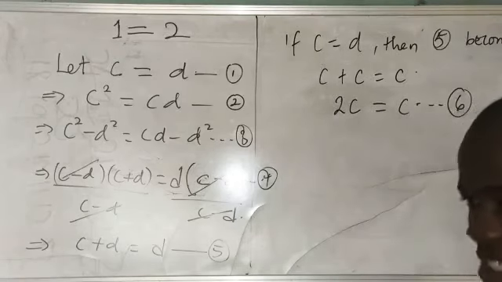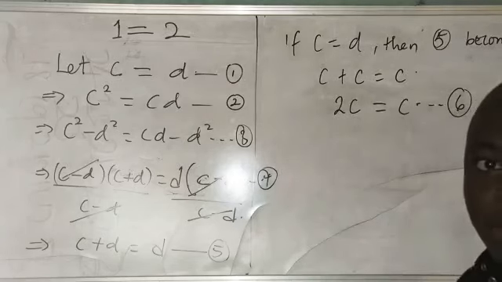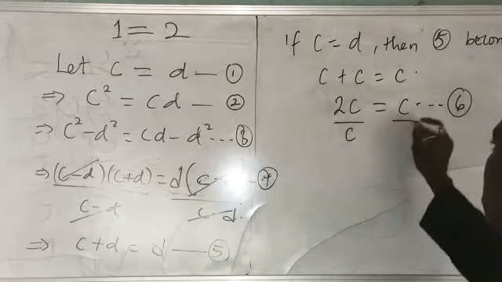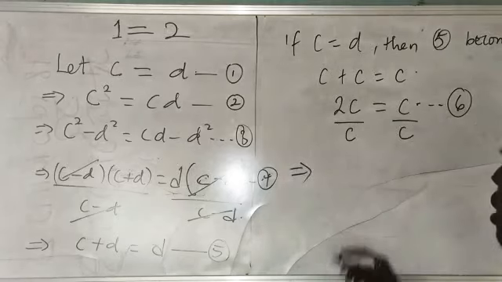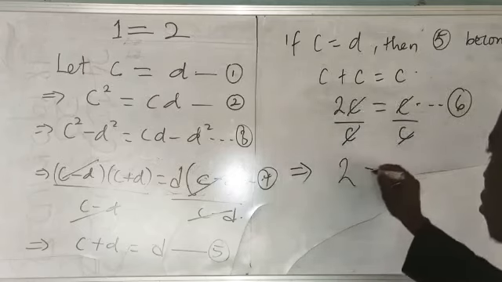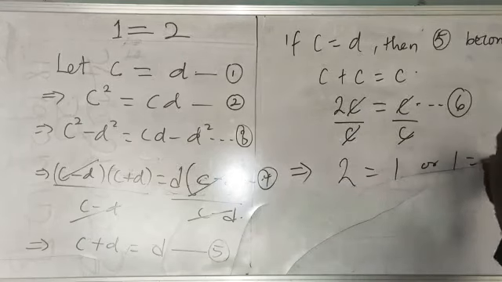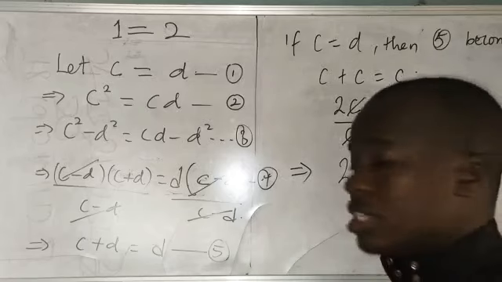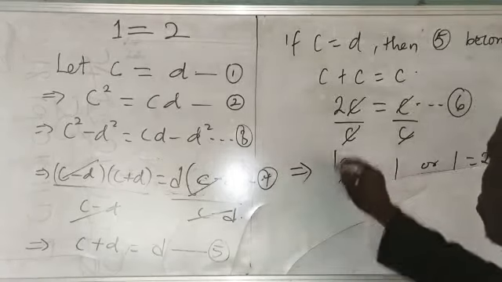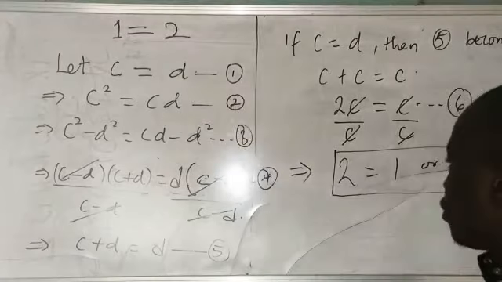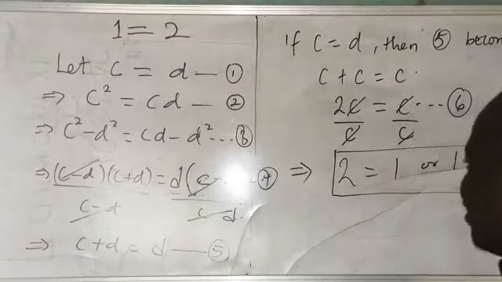Now from equation 6, we can still reduce this equation to its simplest form by dividing through by C, because C is common. Dividing both sides by C, this cancels this, and this cancels this. We have 2 equals 1, or 1 equals 2, it's still the same thing. From the law of equations, the left hand side is always equal to the right hand side. So that is the proof of 1 equals 2. This is the end of the proof.